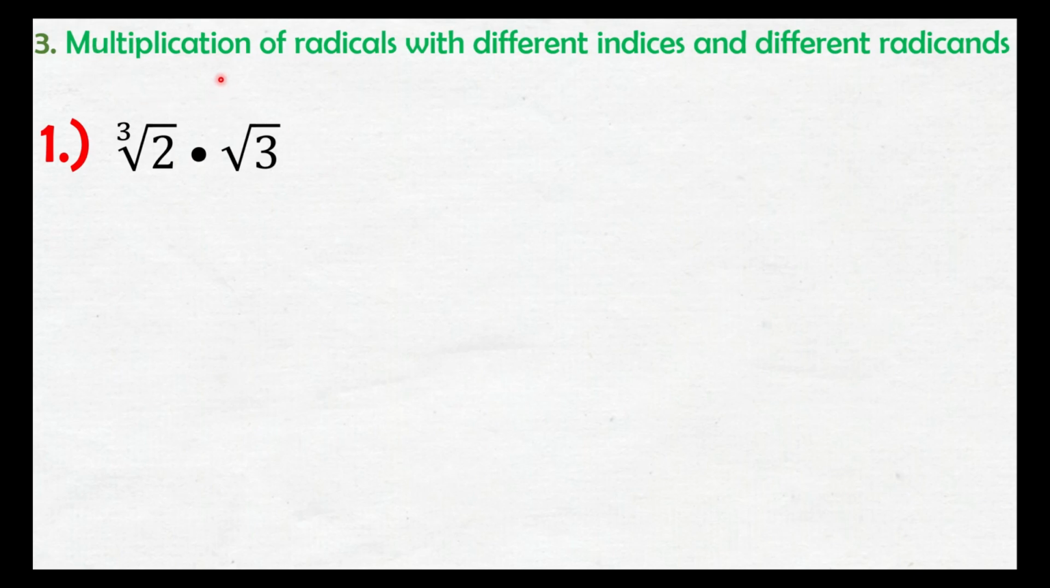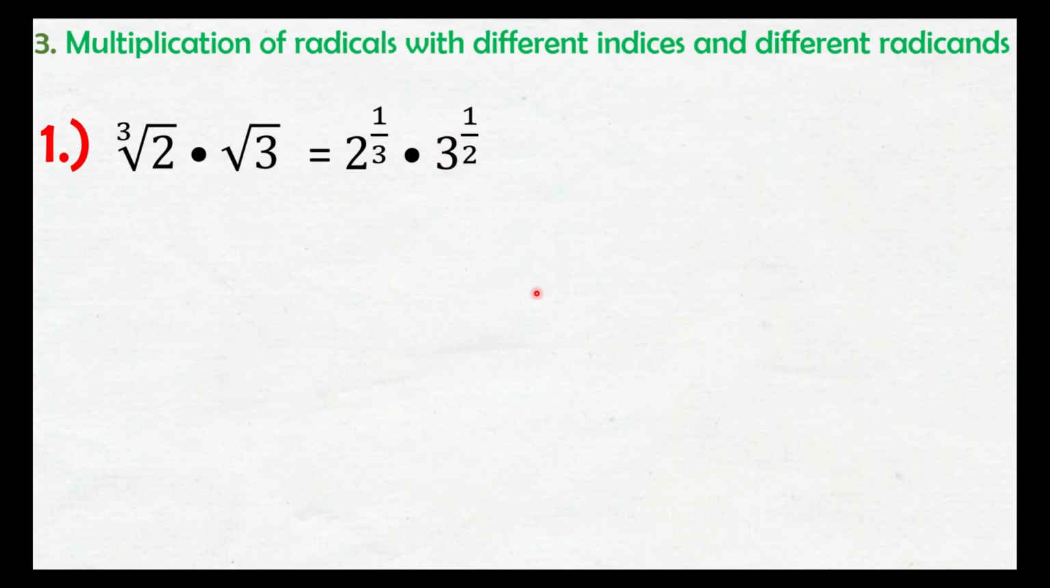So, again, ita-transform lang natin yan into exponential form. So, si cube root of 2, we can write that as 2 raised to 1 over 3. At si square root of 3 as 3 raised to 1 half. So, hindi natin pwedeng i-add yan, yung mga exponent, kasi hindi naman sila pares ng base. Ito 2, ito ay 3. Unlike dun sa previous na mga example natin, yung mga radicand or base natin ay magkaparehas. Kaya, pwede natin i-add yung mga exponent. Pero in this case, hindi natin to pwedeng i-add kasi nga, hindi magkaparehas yung base natin.